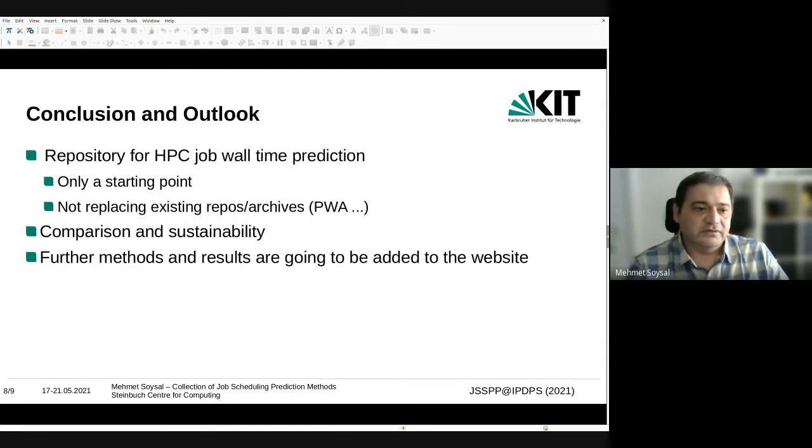So the conclusion of this presentation is that I'm proposing a repository for HPC job wall time prediction. This is only a starting point, and a lot of feedback is needed to make a good repository. I don't want to replace existing repositories and archives. It's more that they could interact somehow, or link to each other. I want to improve the comparison and sustainability of the existing solutions and of any further publications.